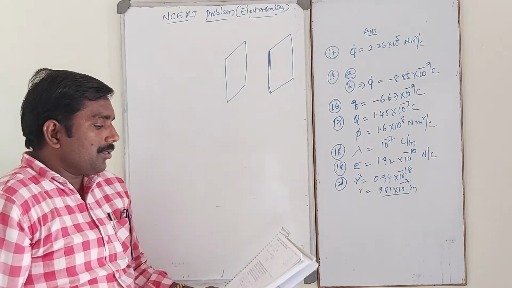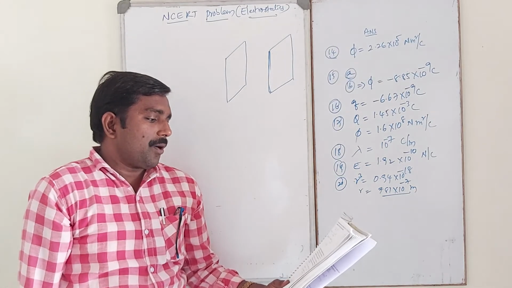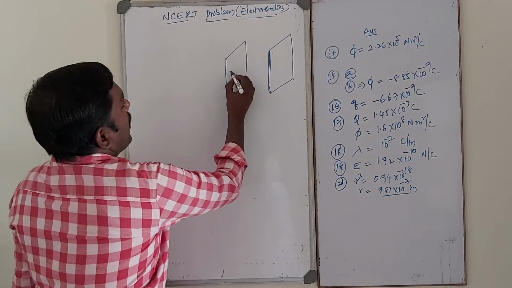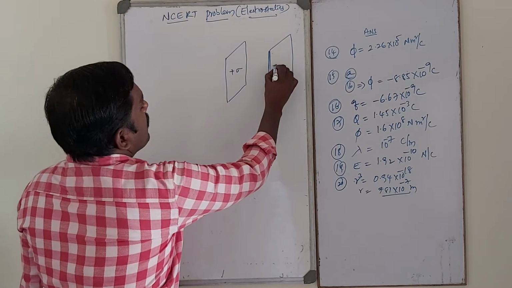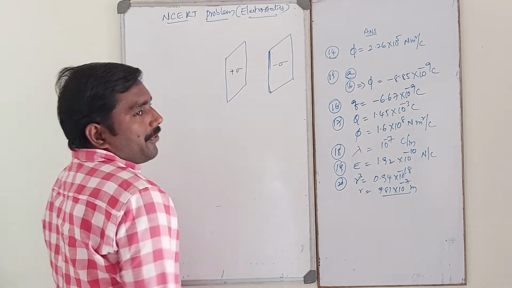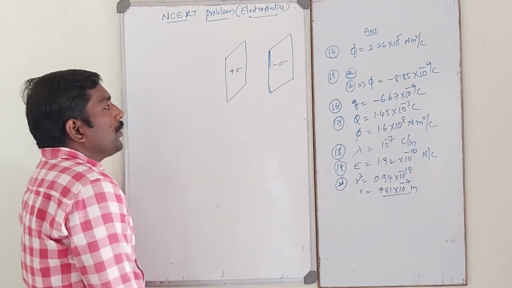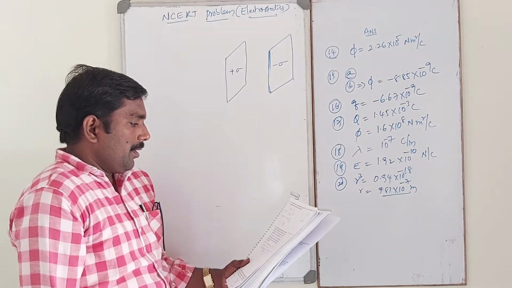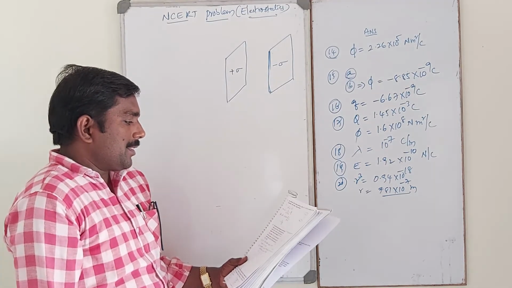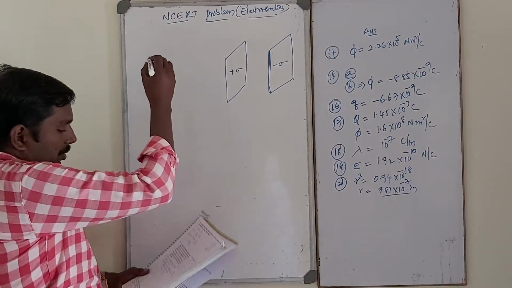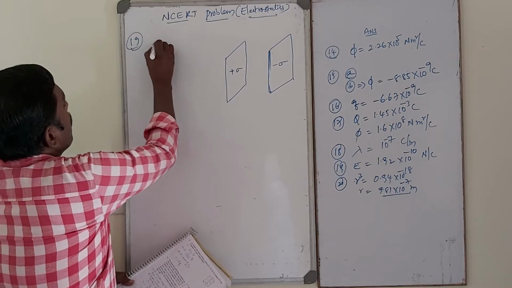On their inner faces, the plates have surface charge densities of opposite sign. This is negative, this is positive. Surface charge density means charge per unit area. On their inner faces, the plates have surface charge densities of opposite sign and magnitude what? Magnitude is already given in the 19th problem.